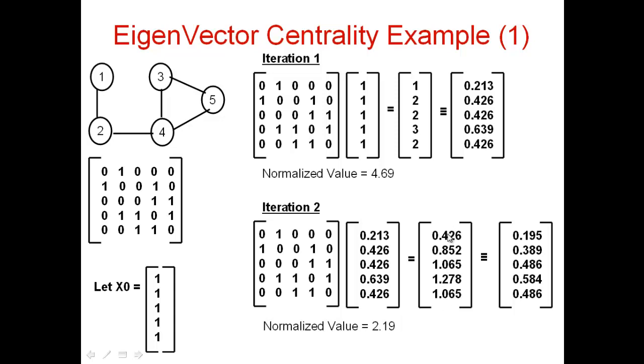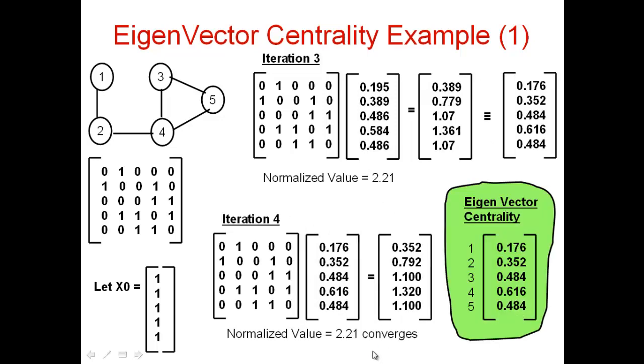So take the squares of these numbers, sum them, take the square root of the sum of these squares, and that is 2.19. So divide each of these entries by 2.19, we get these numbers. So they have not yet converged. Our criterion is based on the normalized value. It was 4.69 in the first iteration and 2.19 in the second iteration. So let us do the third iteration.